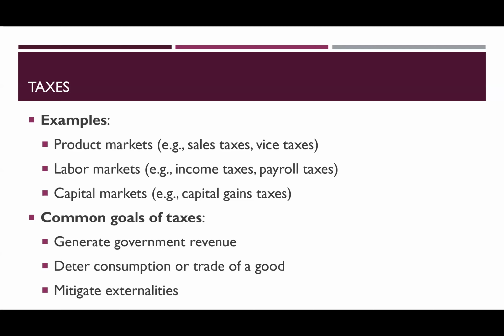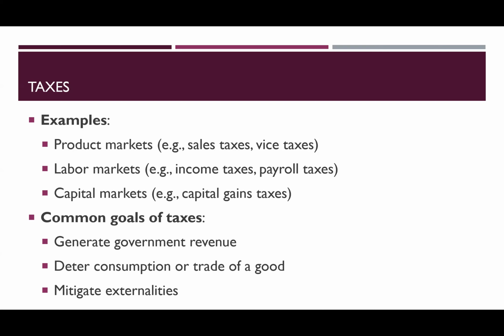So for example, in product markets, sales taxes apply. There are vice taxes on things like tobacco and soda. In labor markets, employers have to pay payroll taxes. Employees have to pay income taxes. In capital markets, meaning more like financial markets, you have to pay capital gains tax. This is going to be similar for folks who own property and their property goes up in value. They also have to pay capital gains taxes.